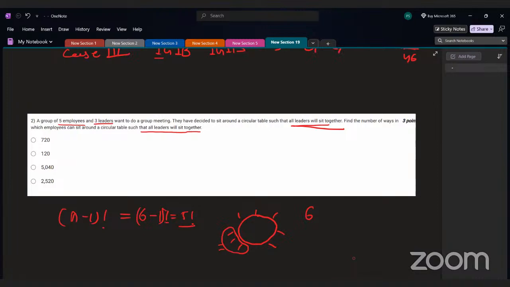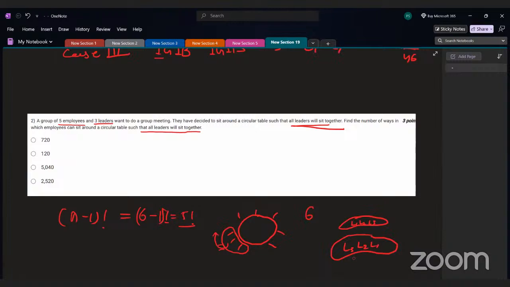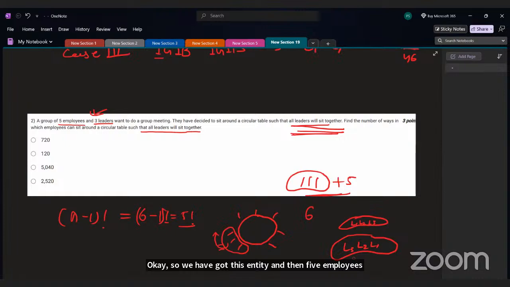5 factorial. And now for the internal arrangement of this, what do I mean by internal arrangement? We have this entity, leader 1, leader 2, and leader 3. They can change seats within themselves. Sir, how can you take 6 with 5 employees? See, there are these 5 employees, and then we have got 3 more leaders, and they need to sit together. So what we are doing, we are taking these 3 leaders as a single entity. So we have got this entity and then 5 employees. Got it?